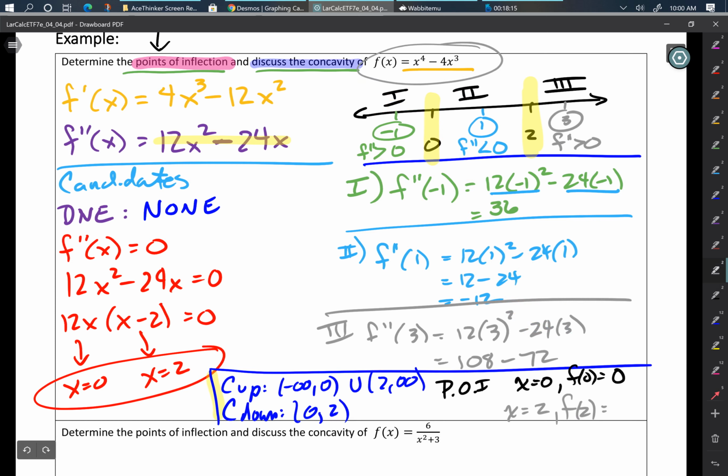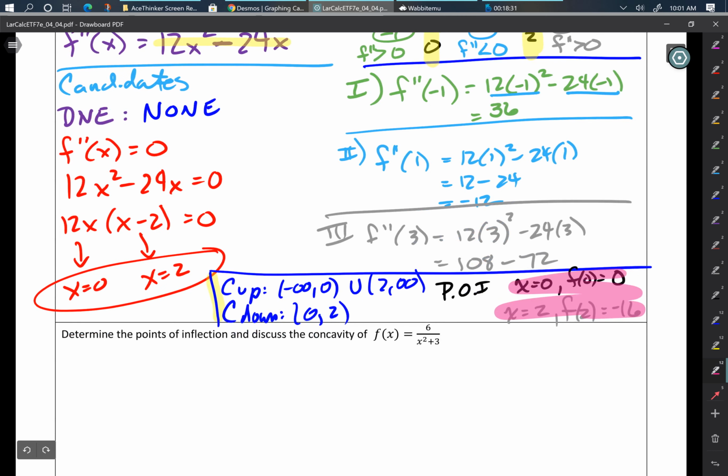2 to the 4th is what, 16? And 2 cubed is 8. 4 times 8 is negative 32. 16 less 32 is negative 16. Okay. Now, if you wanted to, you could also represent these as more of a traditional point and say 0, 0, and 2, negative 16.